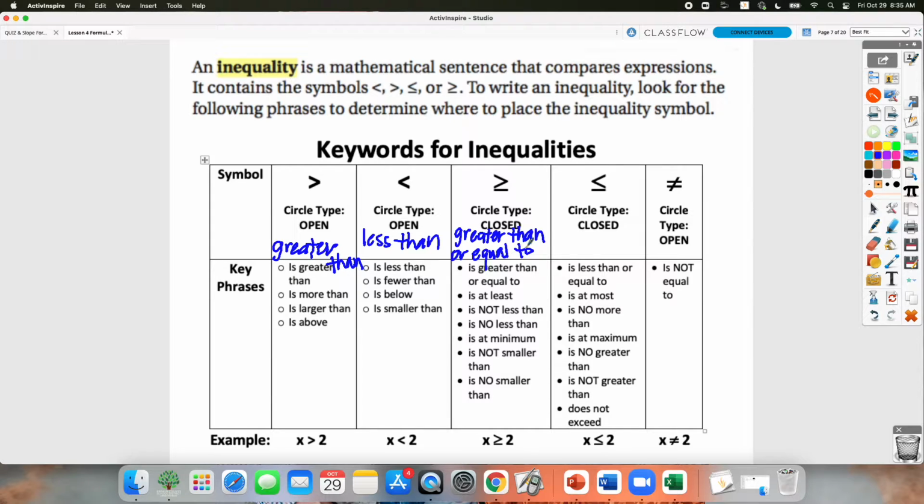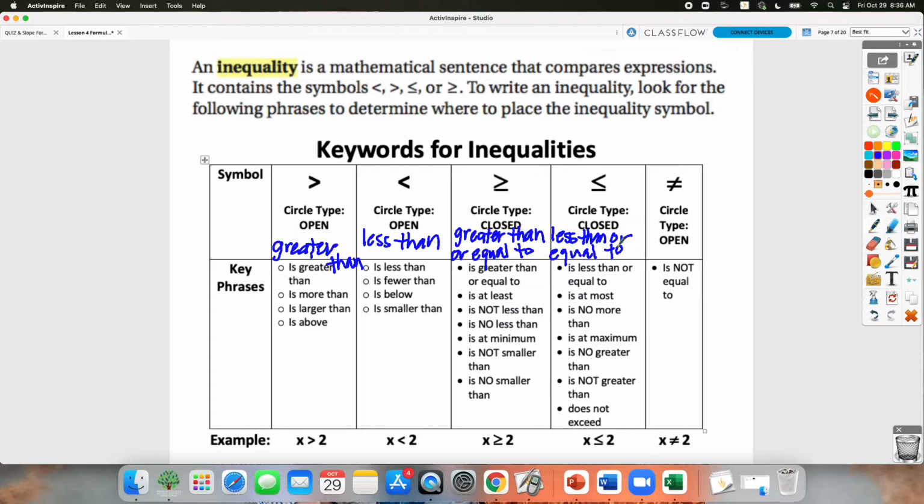All right, what's our next one called, Kendall? Less than or equal to. Okay, so at most, if I can have at most 25 kids in my room, can I fit 26 kids? No, it has to be 25 or less. So less than or equal to 25. No more than, kind of the same thing. No more than 25 kids means I cannot have anything above 25. At maximum, if you can make a maximum of 100 in the class, that means your grade can't be anything above 100. It can be 100 or anything lower. No greater than, not greater than, and does not exceed, does not go over that amount. So all of those would match up with that less than or equal to symbol.